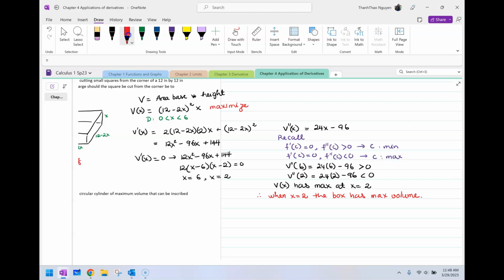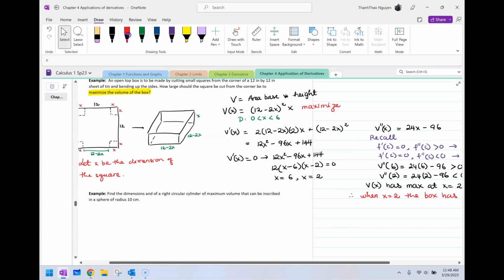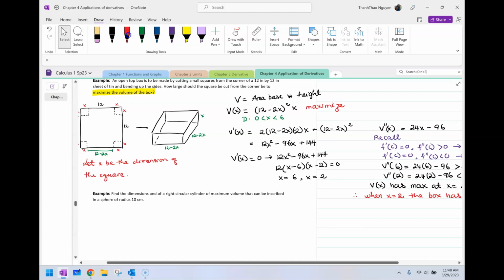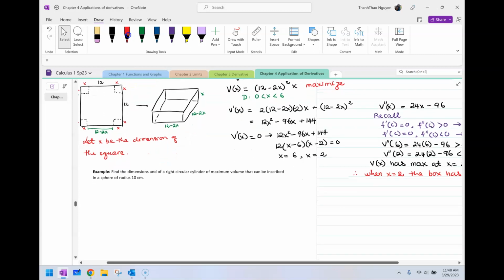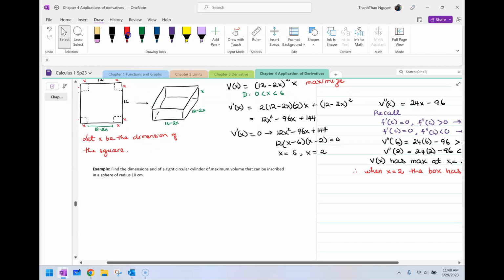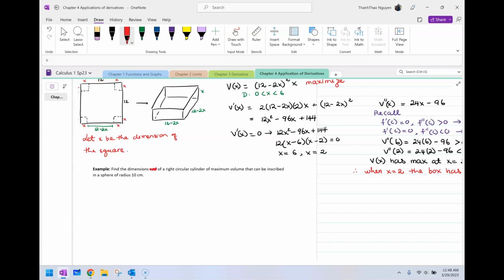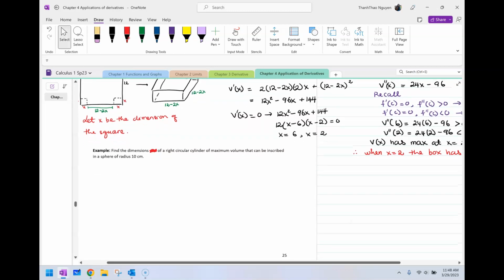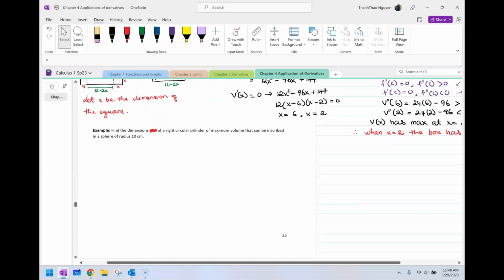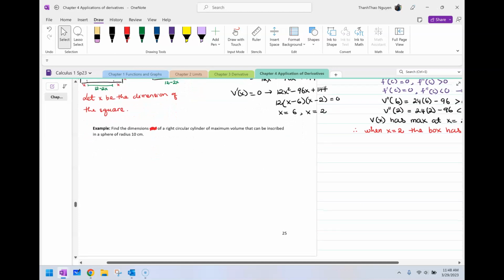Let's take a look at the next problem. Find the dimension of a right circular cylinder of maximum volume that can be inscribed in a sphere of radius 10.